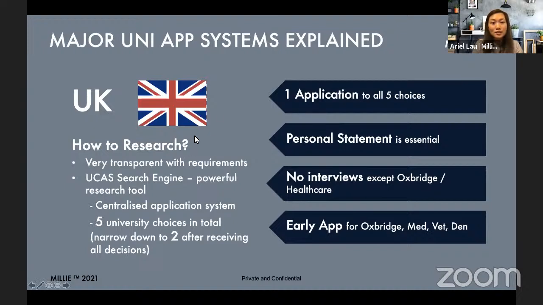But okay, what is good about applying to universities in the UK? One thing to note is that the UK is very transparent with their admission requirements. If you use UCAS, apart from it being an admission system, it is also a search engine for you to research any universities that you might want to attend in the UK. You can see all the grade requirements listed out, and all subject requirements listed out. So it's a very one-stop process for all the students.